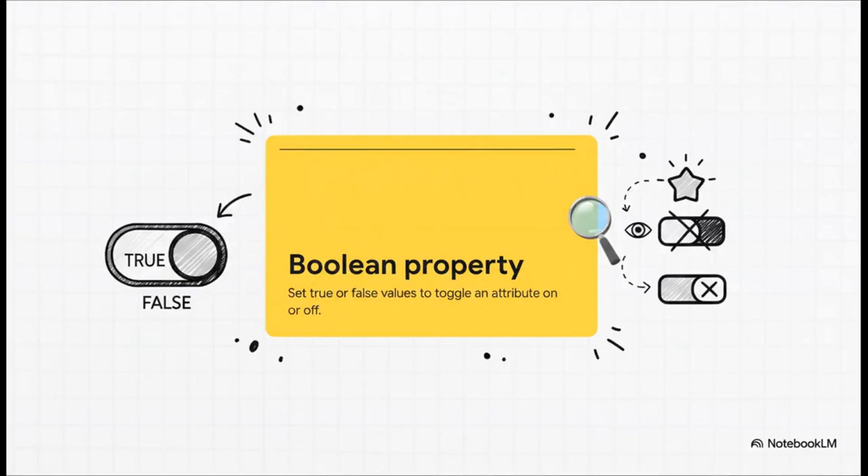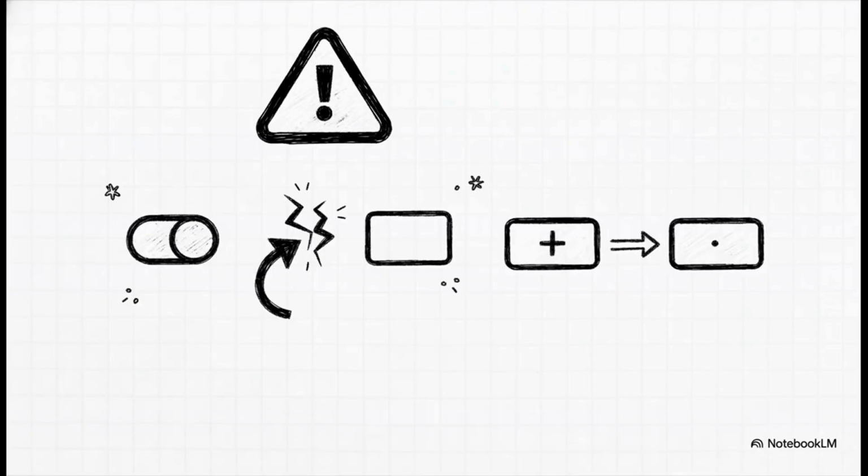Think about a standard button. Instead of creating endless separate variants for a button with an icon and a button without an icon, you just supply a Boolean property to the icon's visibility. It's incredibly elegant and saves so much file space. But hold on a second.